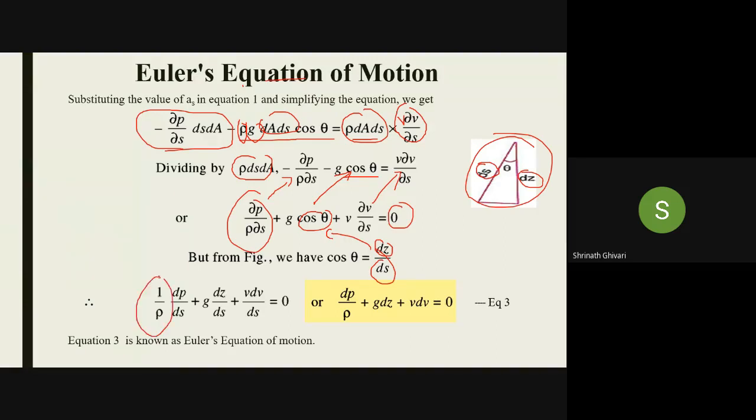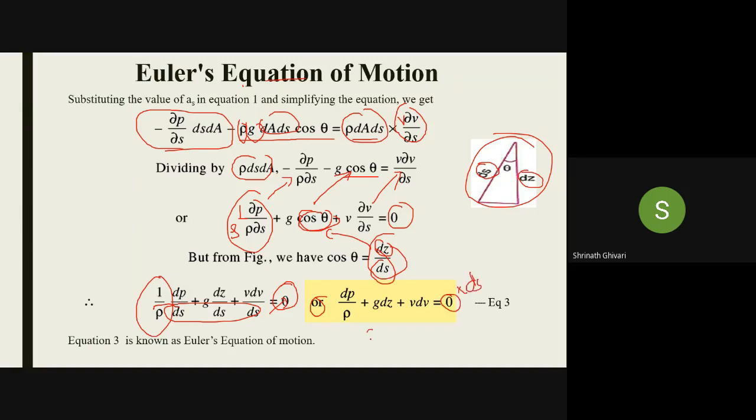So it will be 1 by rho, I have taken 1 by rho outside, times ∂p/∂s, or dp/ds, because it is partial differentiation we can write it so. dp/ds plus g dz/ds plus v dv/ds. This is equal to 0. Or we can write it like dp/rho plus g dz plus v dv, because this ds is common in all the three terms, therefore we are multiplying with ds. This will become 0 into ds.